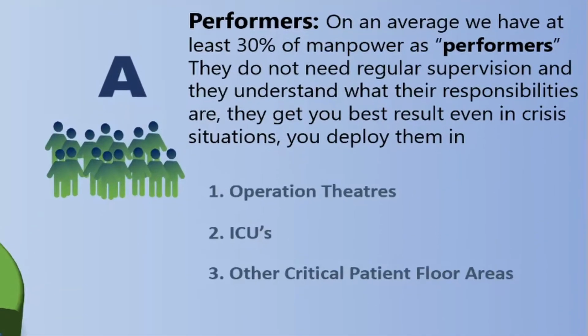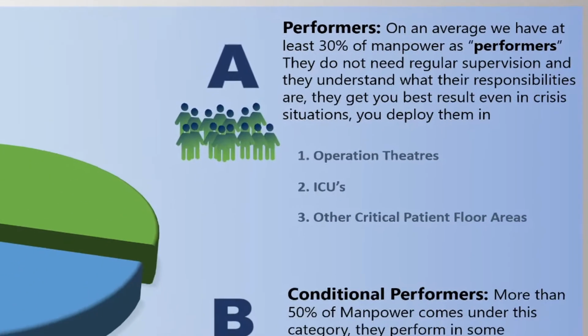So A category of people are actually called performers. On an average, we have at least 30% of manpower as performers. They do not need regular supervision and they understand what their responsibilities are. They get you the best result even in crisis situations. You deploy them in operation theaters, ICUs, and other critical patient floor areas. Then comes the B category.